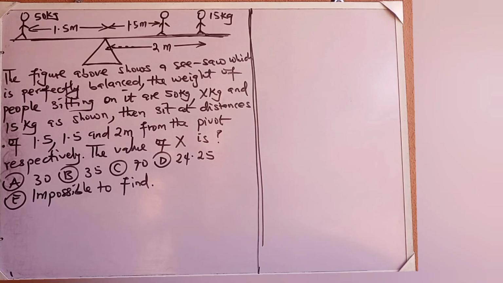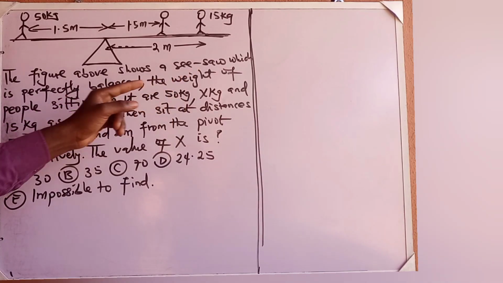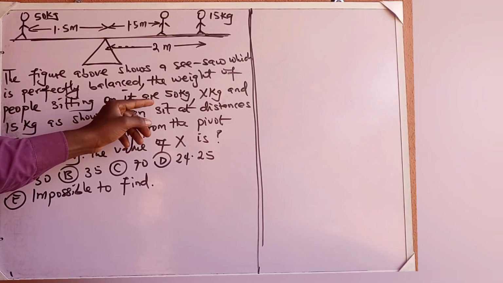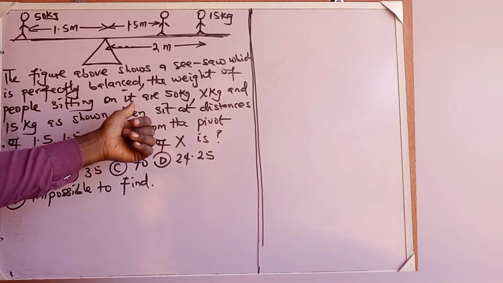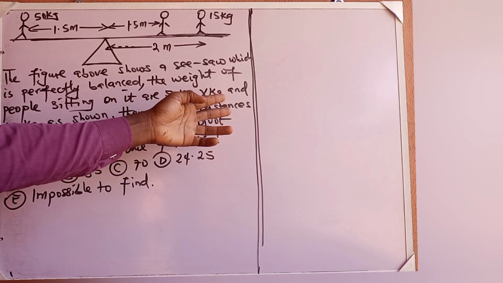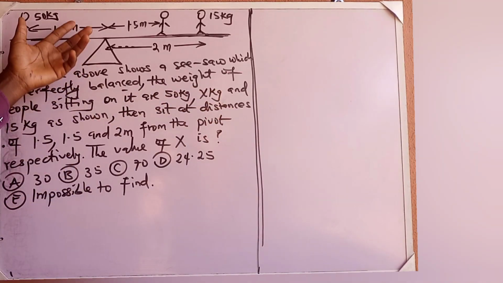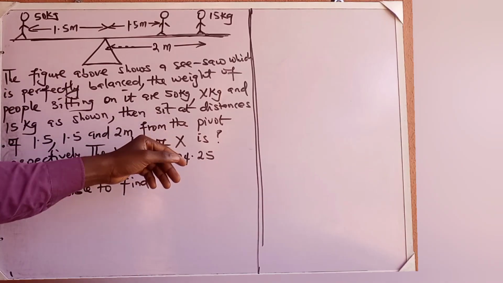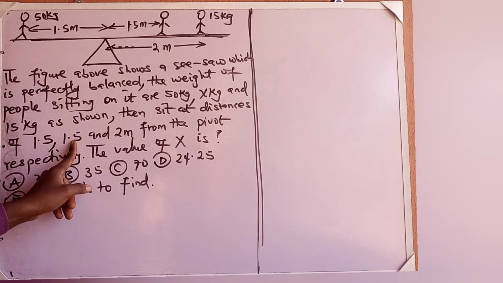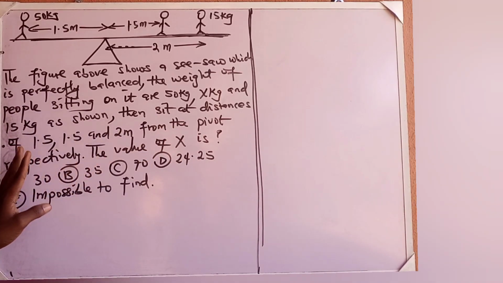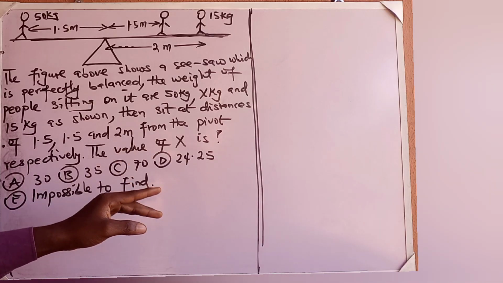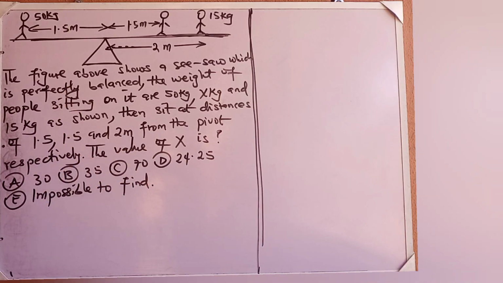Also given this to solve. This question says the figure above shows a seesaw which is perfectly balanced. The weights of the people sitting on it are 50 kg, x kg, and 15 kg as shown. They sit at distances 1.5, 1.5, and 2 meters from the pivot respectively. The value of x is what? And these are the options. So let's go straight to solution.